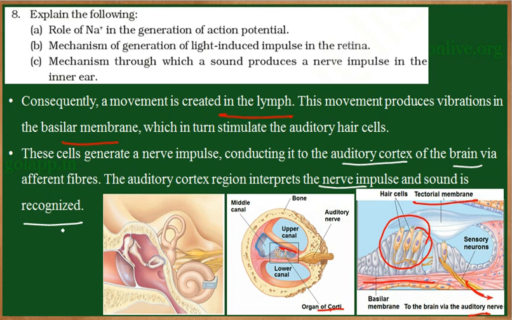So this is the mechanism through which the sound received by the ear is changed into the nerve impulse, and this change happens in the sensory cells or the auditory hair cells present in the organ of Corti, and these changes generate an electrical impulse which is carried by the auditory nerves. So these were the mechanisms we have learnt: the mechanism through which sound produces a nerve impulse in the inner ear, the mechanism in which the light-induced impulse is generated in the retina, and the role of sodium ions in the generation of action potential.